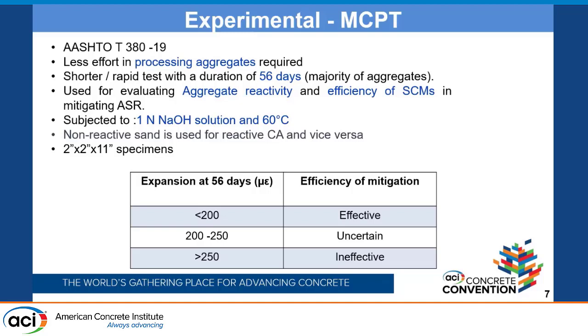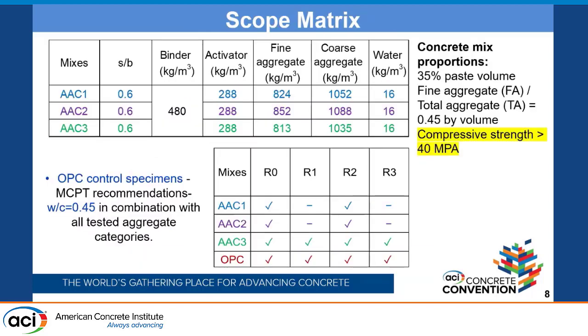Whereas if it yields an expansion of more than 250 microstrains, it turns out to be ineffective. So coming on to the concrete, these are the mixed proportions which we have used here. All these mixes for alkali-activated concretes yielded a minimum strength of 40 MPa.